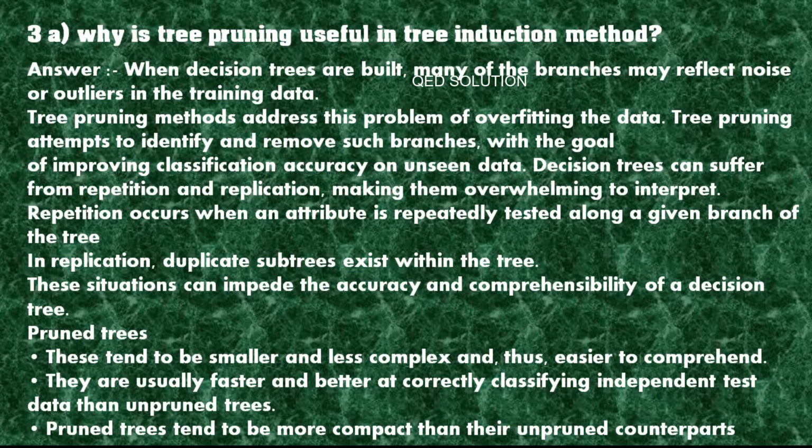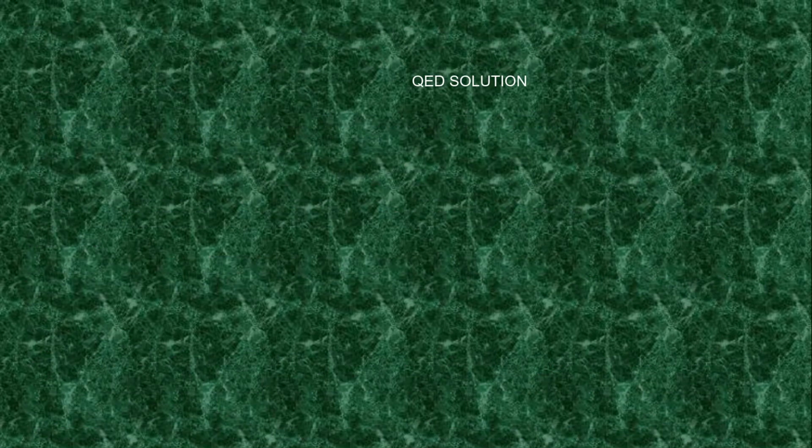Pruned trees: 1. These tend to be smaller and less complex and, thus, easier to comprehend. 2. They are usually faster and better at correctly classifying independent test data than unpruned trees. 3. Pruned trees tend to be more compact than their unpruned counterparts. There are two common approaches to tree pruning.